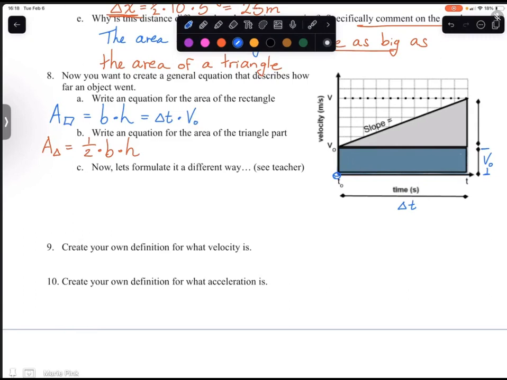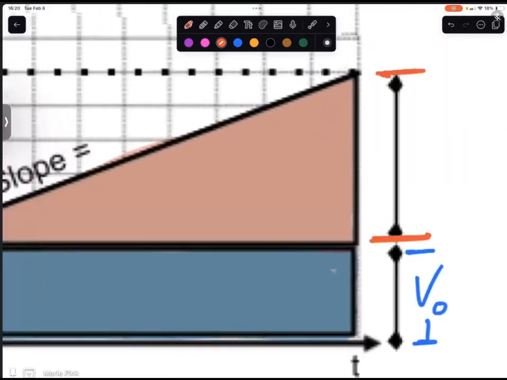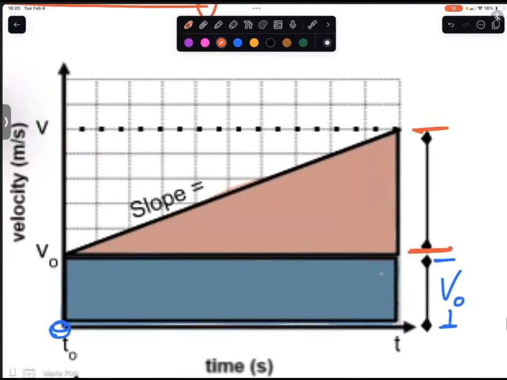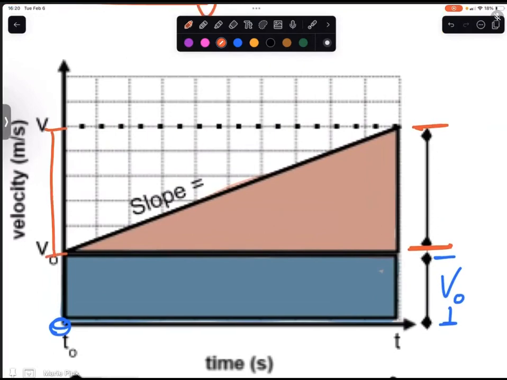And then I could say, well, let's now think about the triangle. This is 1/2 times my base, which again is the same base. That's my change in time. Now the height of this triangle isn't just V, because it's going from V0 to V. So if I want to find out how tall this is, I'm going to have to think about it as the difference between these two. So this height then is going to be V minus V0.